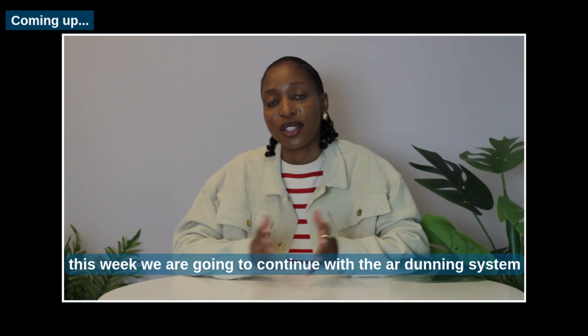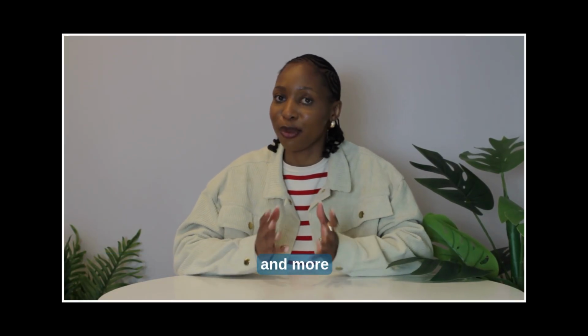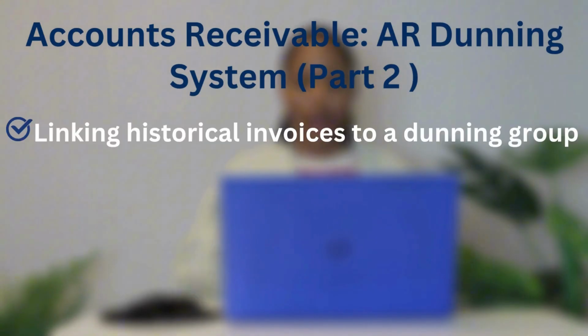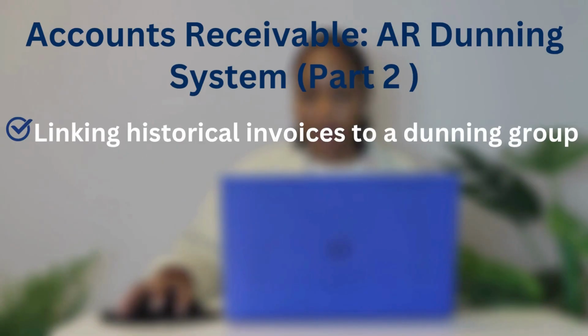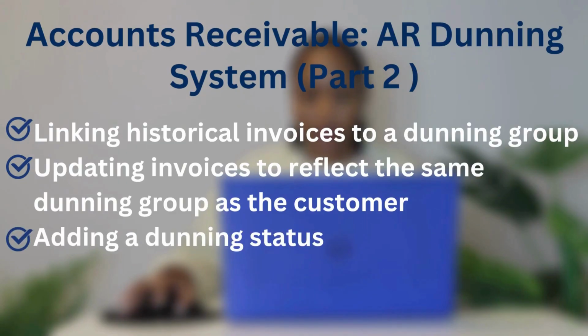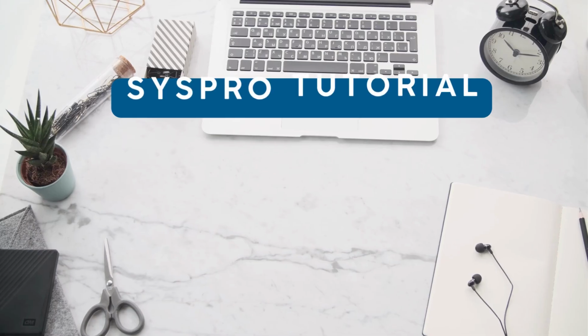This week we are going to continue with the AR dunning system in SYSPRO, and we're going to show you how to set a dunning status and more. This tutorial will include the following: linking historical invoices to a dunning group, updating invoices to reflect the same dunning group as the customer, adding a dunning status, and lastly, maintaining a dunning status.